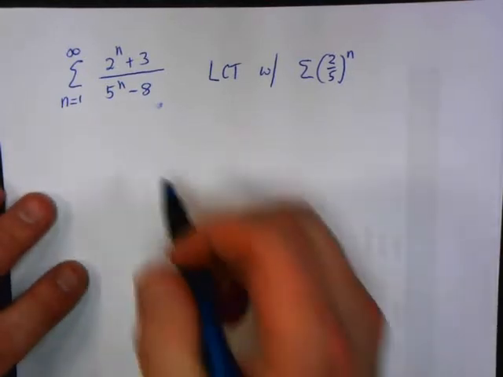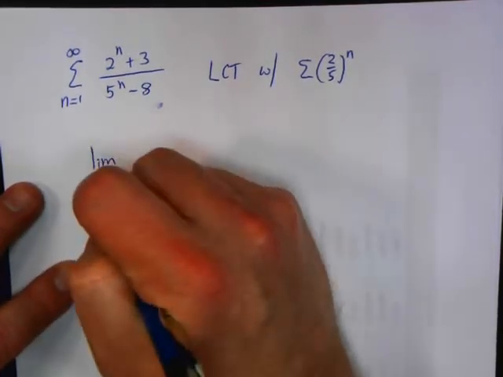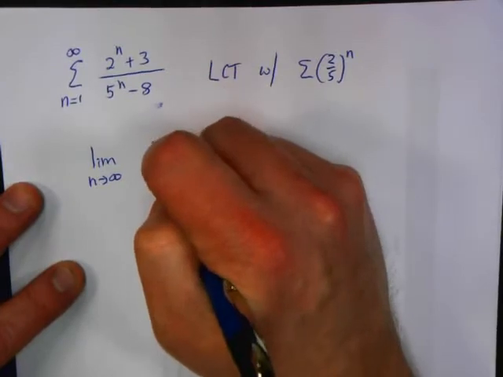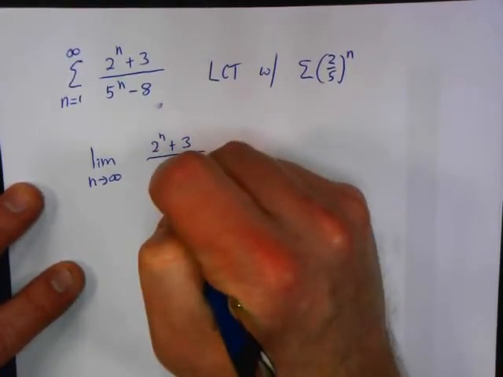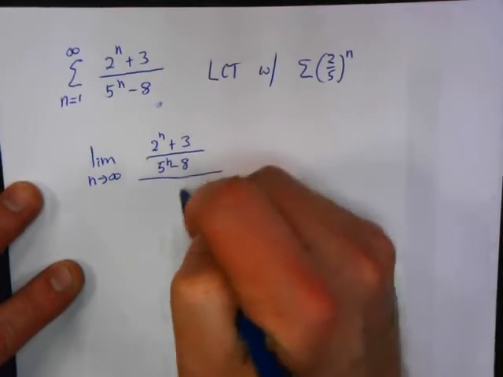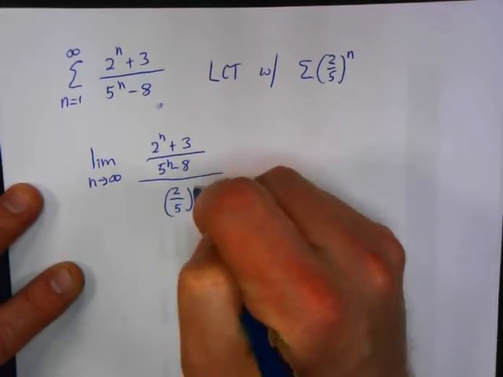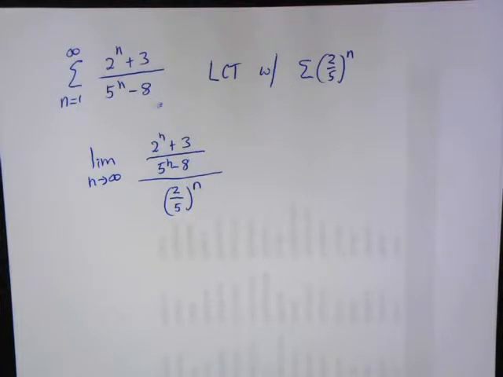Okay, so to do the limit comparison test, we take the limit as n goes to infinity of 2 to the n plus 3 over 5 to the n minus 8 divided by (2/5) to the n. How much is that? 1? Why 1? Because it's the same thing, you're going to put the same power on top and bottom, and the leading coefficients cancel out.